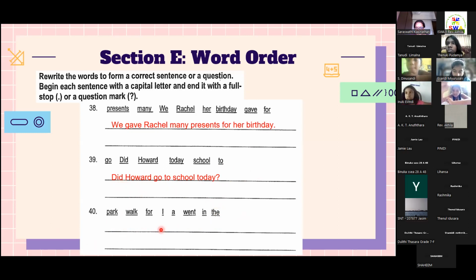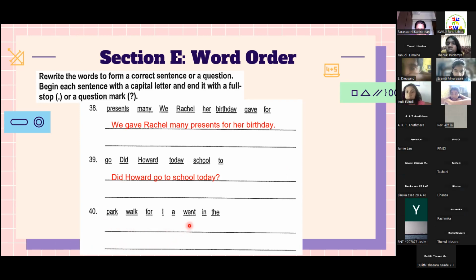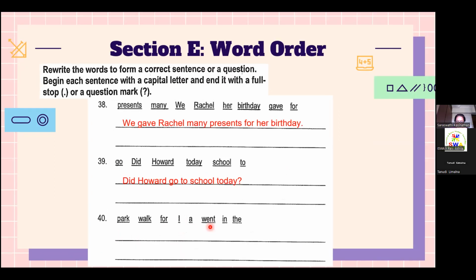Who would like to go next? Dashani? Dashani, is it? Dashani, would you like to try? Yes, Dashani. I went a park. I went a park in the walk. Very good, very good. I went. Where did you go? I went for a walk in the park. Very good. Well done. I went for a walk in the park.